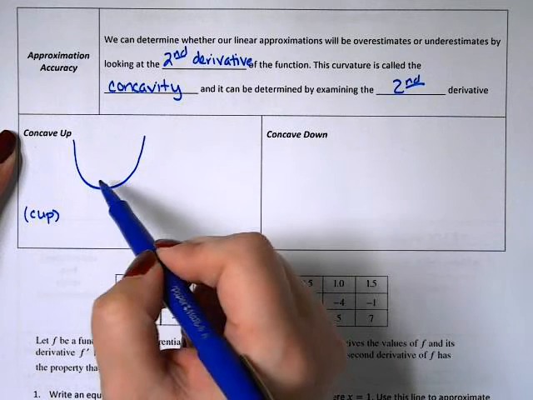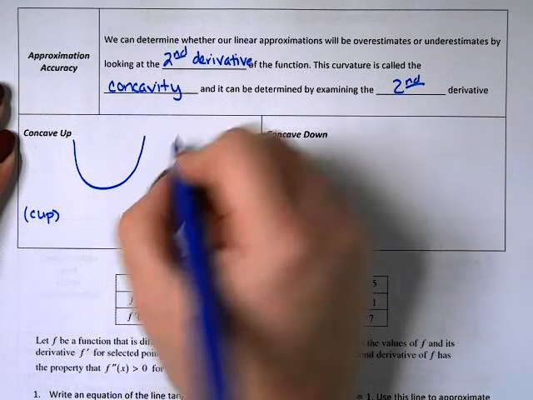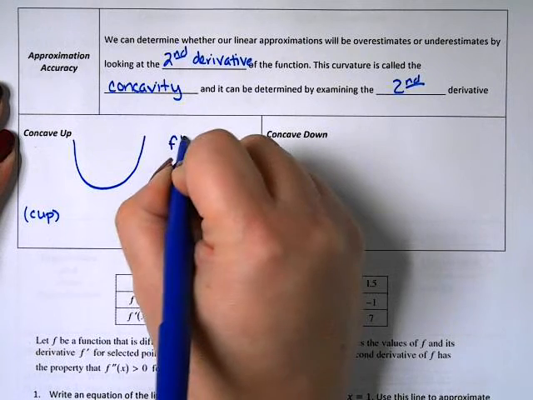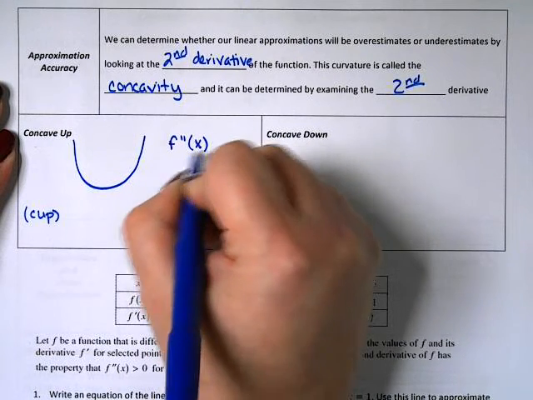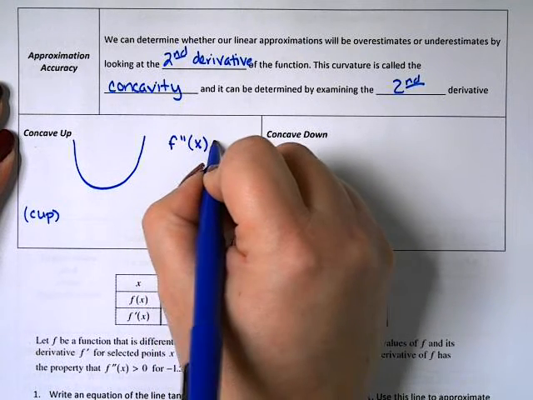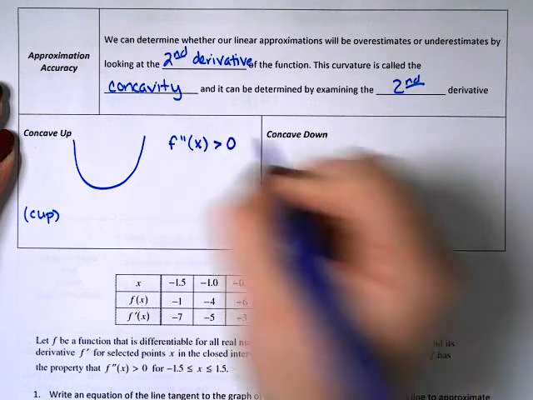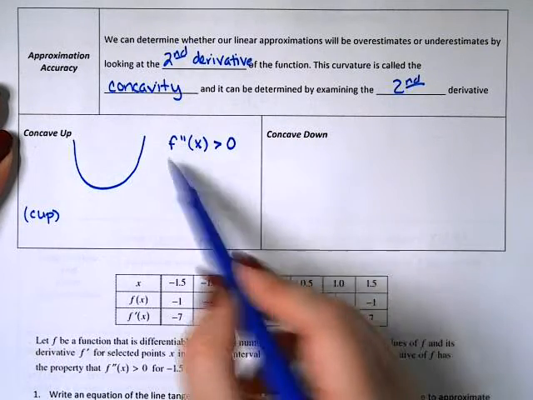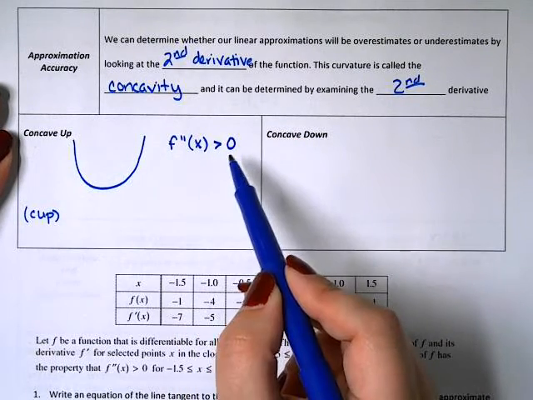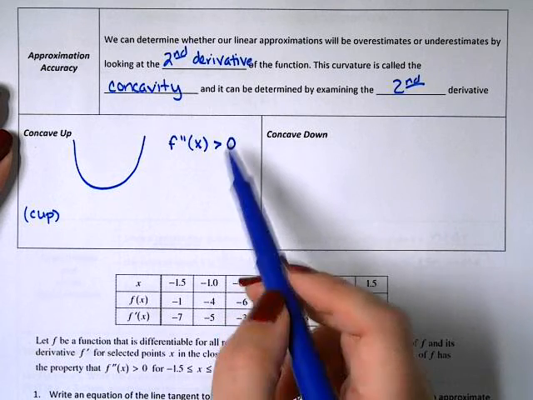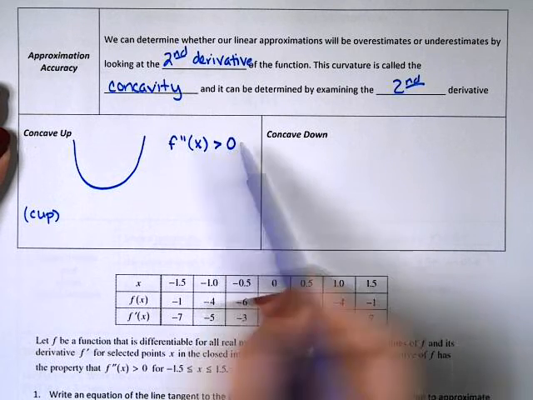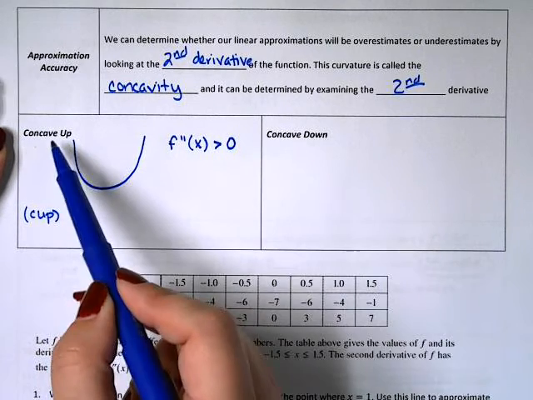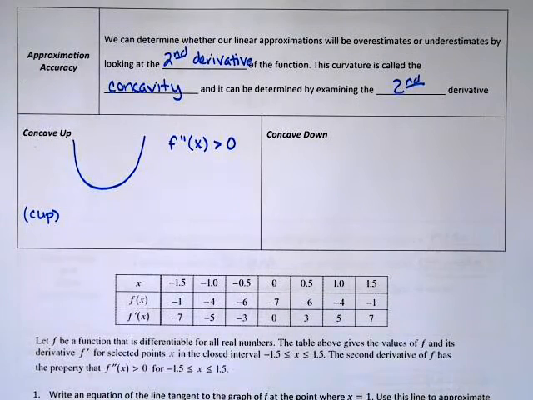So anytime we talk about a function being concave up, what that means is that the second derivative, so f double prime of x, is positive. It's greater than 0. When you see the words concave up, this is what you need to think of. The second derivative is positive. And same going the other way also. If I tell you the second derivative is positive, you need to be able to understand that that means that the function is concave up.